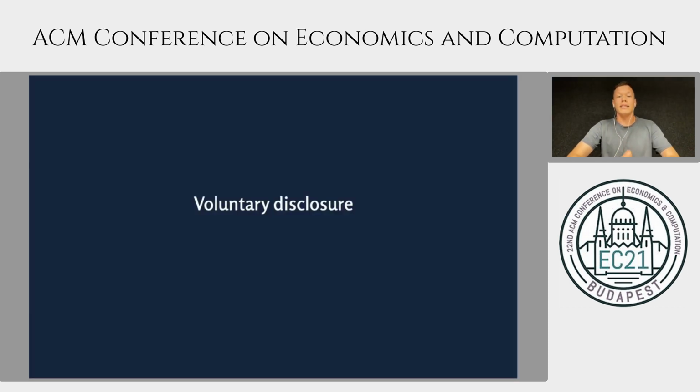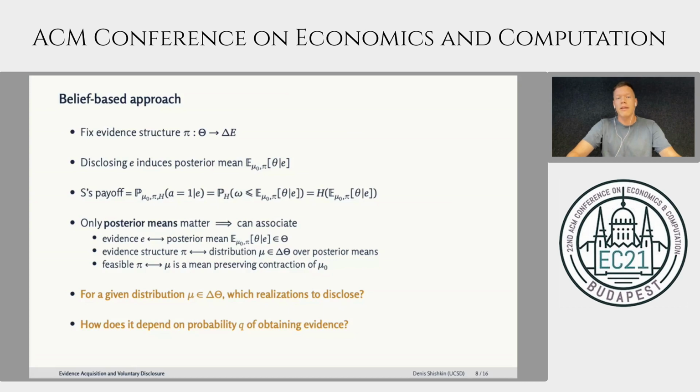To analyze the model, consider first the disclosure stage at which the signal pi is fixed and common knowledge. It turns out that it's very convenient to take the so-called belief-based approach to analyze this subgame. In this subgame, disclosing a piece of evidence leads to some posterior mean, which is sufficient to describe the receiver's behavior and therefore the sender's payoff. The sender's payoff is equal to the probability the receiver accepts given the distribution of the prior, distribution of the outside option, and the signal pi. But since the receiver accepts whenever his outside option is lower than the posterior mean, the sender's payoff is simply the outside option CDF evaluated at the induced posterior mean.